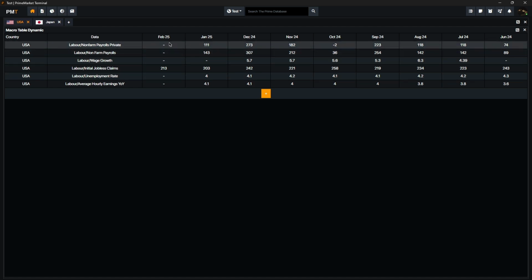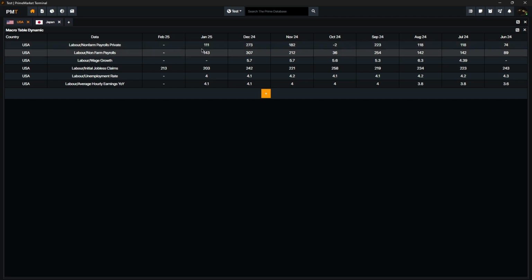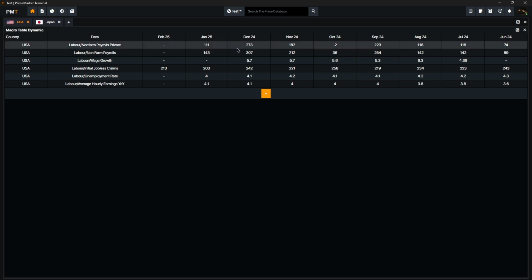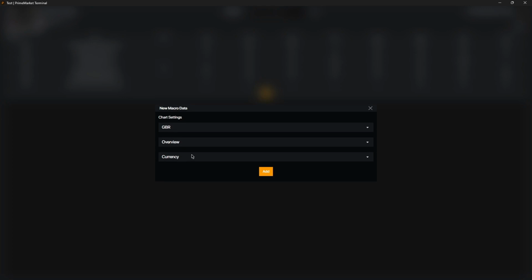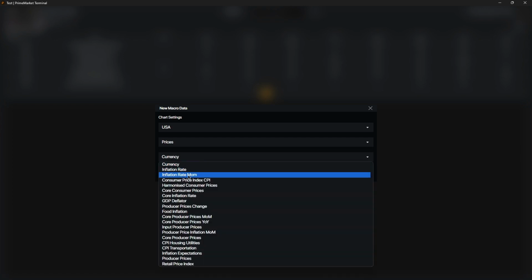So this is a page that I actually found out about yesterday, because there's so many features in this software, by the way. So I was actually browsing through the features and I came across this one, and this is really nice, and you can customize it. So let's say I want to add something else. Let's say I want to go to the US and I want to add prices. Let's say I want to look at inflation.